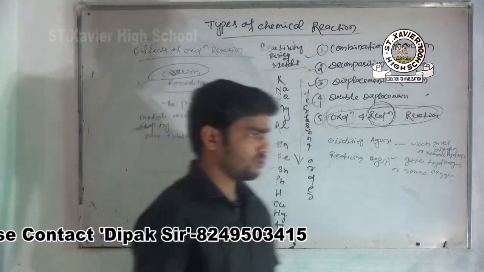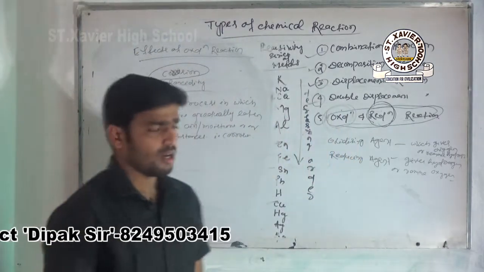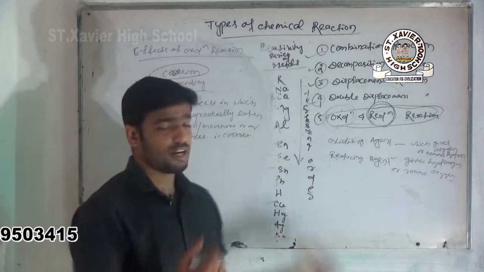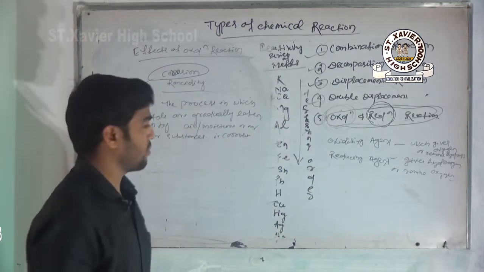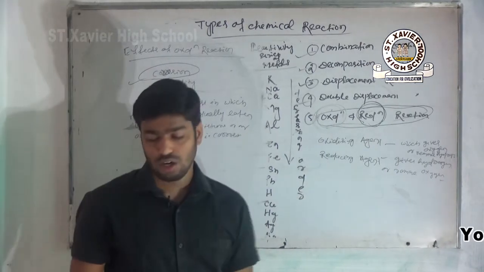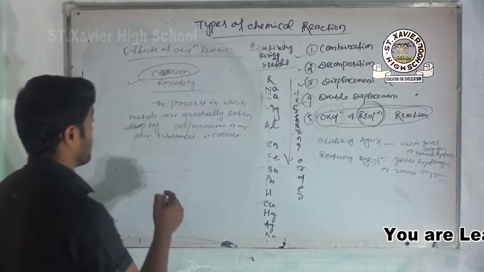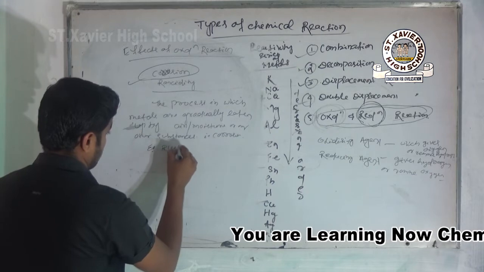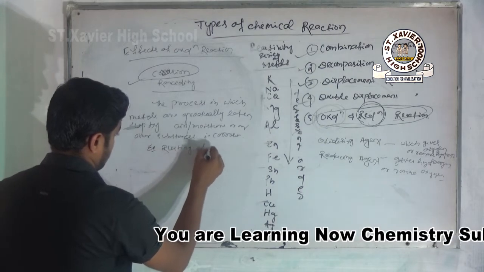Okay, so the process in which a metal can be destroyed by some external factors, that means it may be air, it may be moisture or water, whatever it may be, that process is known as corrosion. The best example of corrosion is rusting of iron.